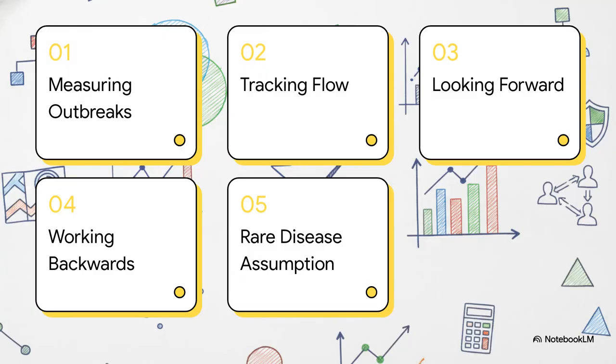Here's a quick roadmap of what we're covering. 1. Measuring outbreaks. 2. Tracking flow. 3. Looking forward. 4. Working backwards. And finally, 5. The rare disease assumption.